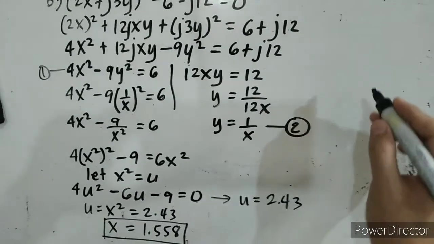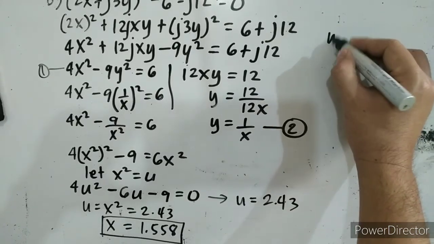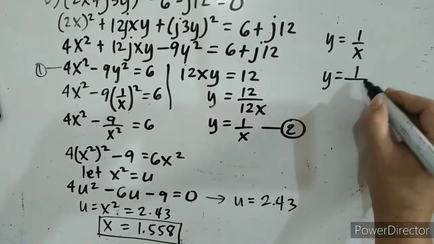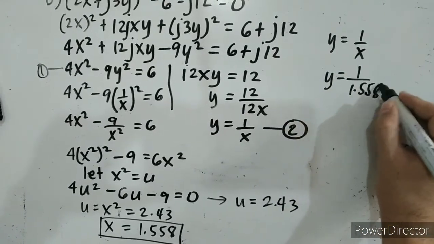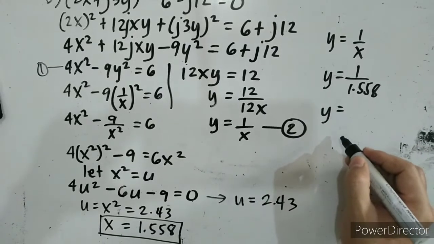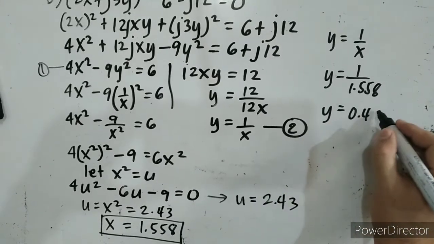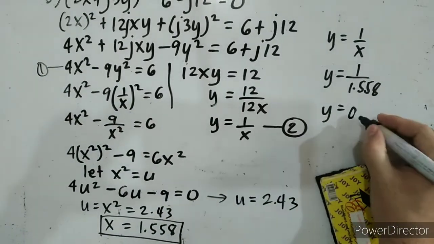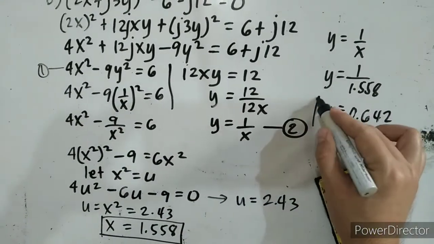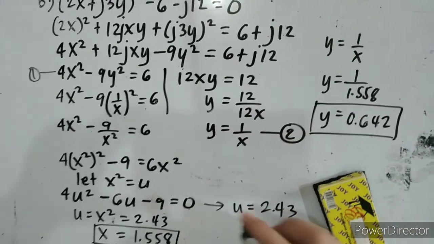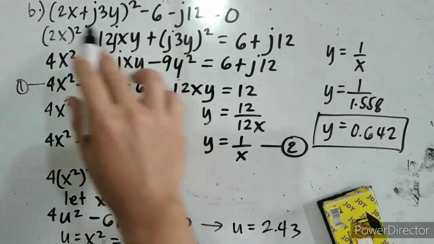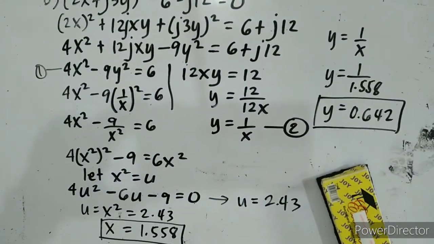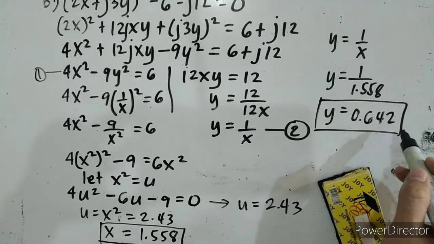Okay, making the substitution for y, remember, y equals 1 over x. So therefore y is equal to 1 over 1.558. Y therefore is equal to 0.642. So for this equation, the values of x and y are 1.558 and 0.642 respectively.